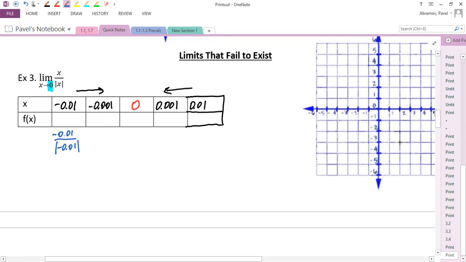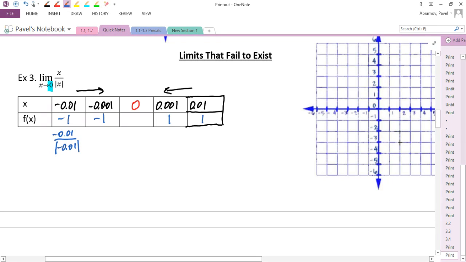You don't have to write this out, really. You can do it on the calculator. And you should get negative 1. And then you plug in the next number, you should get negative 1 again. But when you do it on the right side, when you try to plug in 0, you clearly will not get anything. But when you're approaching from the right side, you will be approaching 1 and then 1 again.